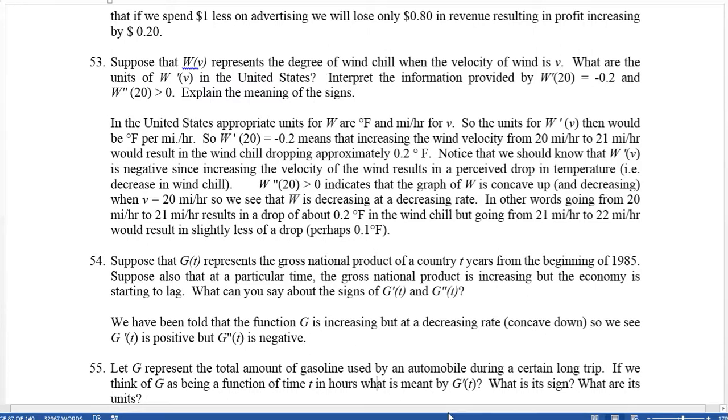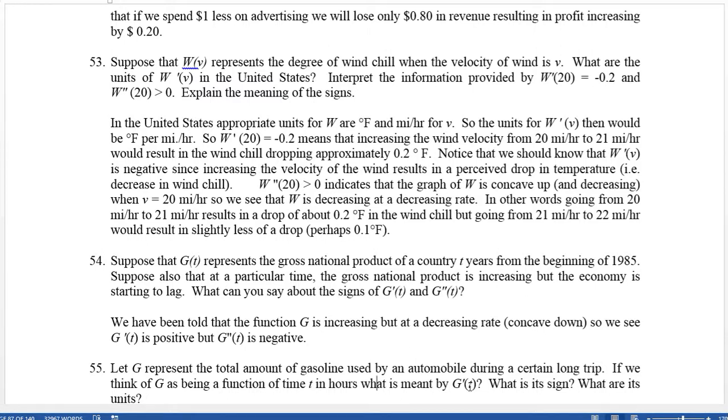Okay, so first of all, let's just think about the units, and that may help us. t is measured in hours. G is measured in gallons. So this is gallons per hour. Well, if this is a trip, as long as they're actually moving on the trip, G of t is increasing. The longer time goes along, the more gasoline they're going to use.